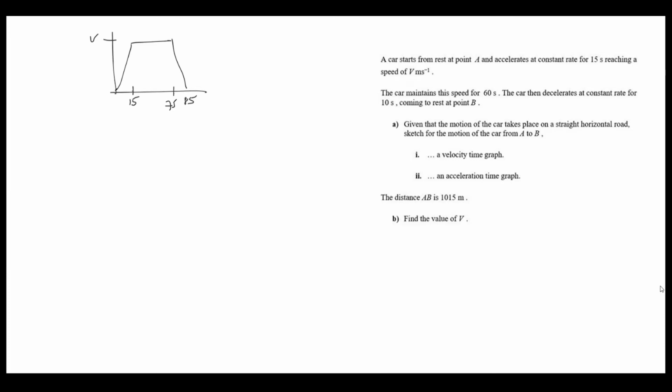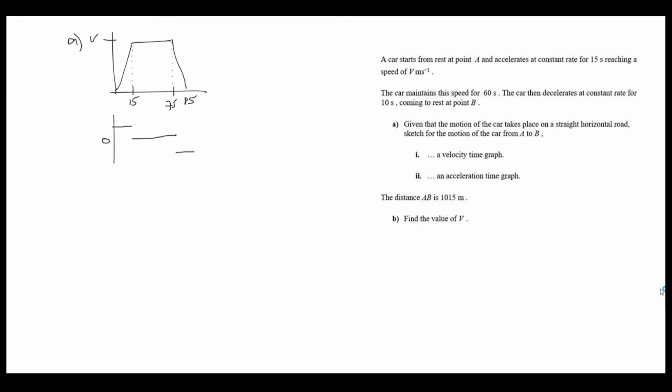Okay, the acceleration time graph, I'm going to draw in line with this. I'm going to draw it exactly underneath. Let's just make sure that these points line up. And we have three different accelerations. We have positive acceleration, we have no acceleration or zero acceleration, and then we have negative acceleration or deceleration. So these are the three portions that I want to show.